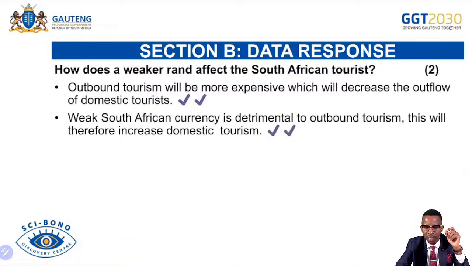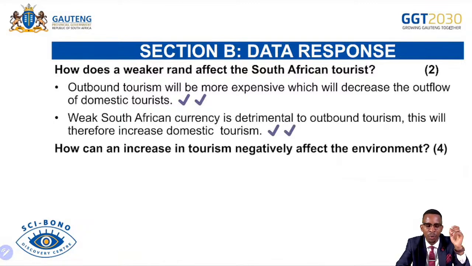Weak South African currency is detrimental to outbound tourism. This will therefore increase domestic tourism. So people will decide to tour within their own regions instead of touring out of the country because of the weak currency. How can an increase in tourism negatively affect the environment?